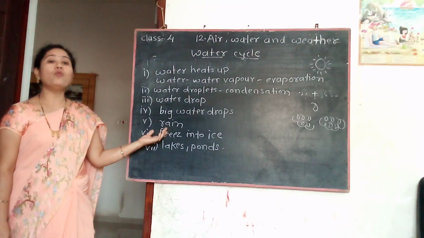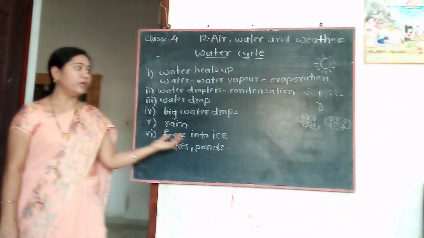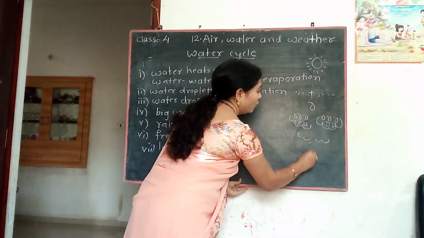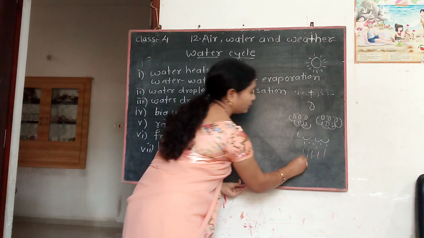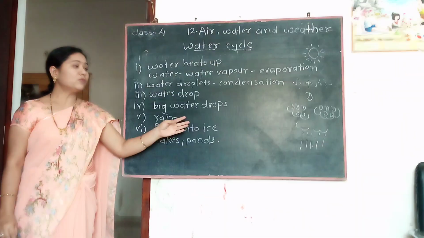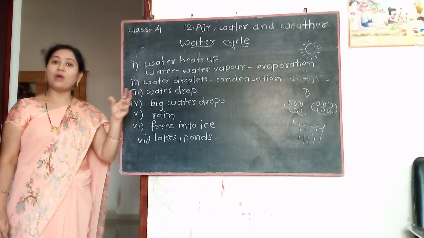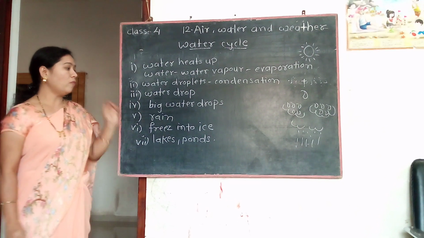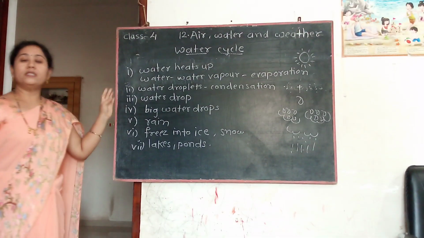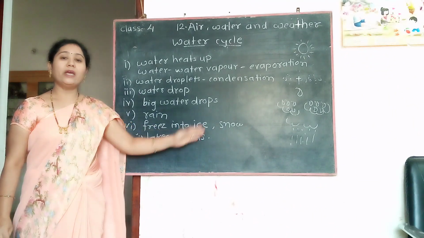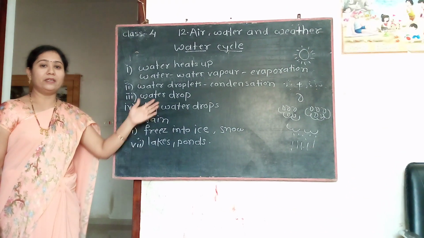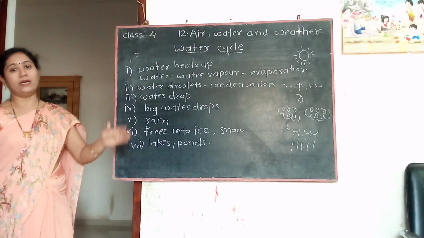Then these tiny water drops join to form big water drops. And when these big water drops become very heavy to remain in the cloud, they fall down in the form of rain. And in the region where there is very cold weather, these water drops freeze into ice and fall down in the form of snow. This rain and snow again fill lakes, rivers, ponds, seas, etc. And thus this cycle continues.